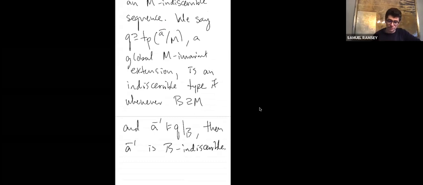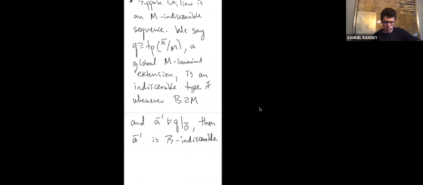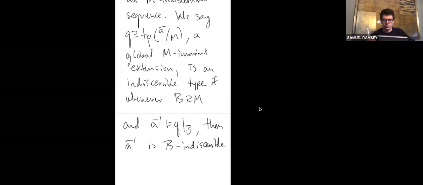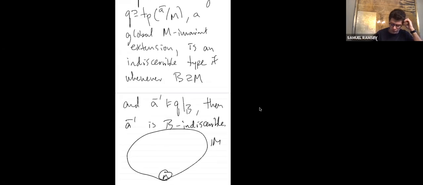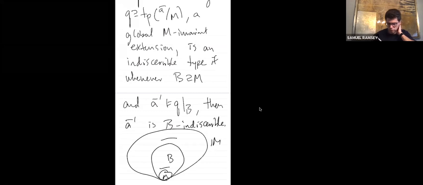So what's the idea? Here, I think I might be able to switch this so you can see more. The idea is we have some small model, M, and we look over the entire monster. So here we've got our monster model, and I've got some indiscernible sequence. Then I extend to some larger set of parameters, B, and I realize the type over this larger set of parameters. I want this realization to be indiscernible over B as well.